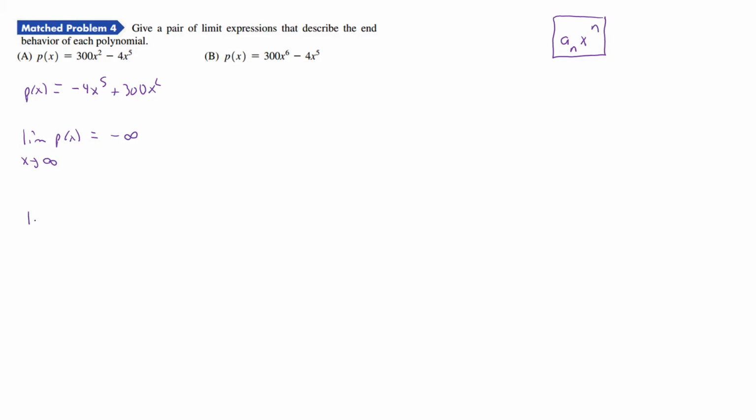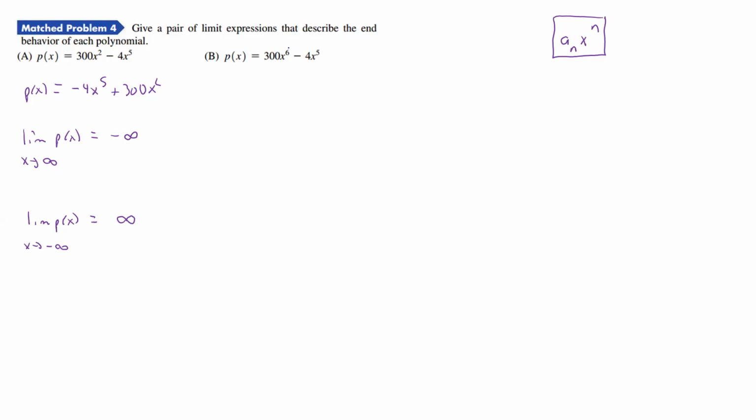What about the limit of p of x as x approaches negative infinity? If we plug in negative infinity here, a negative stays a negative. Negative times negative is positive. That is a positive infinity. So that's how the limits are going to be at those end behaviors.